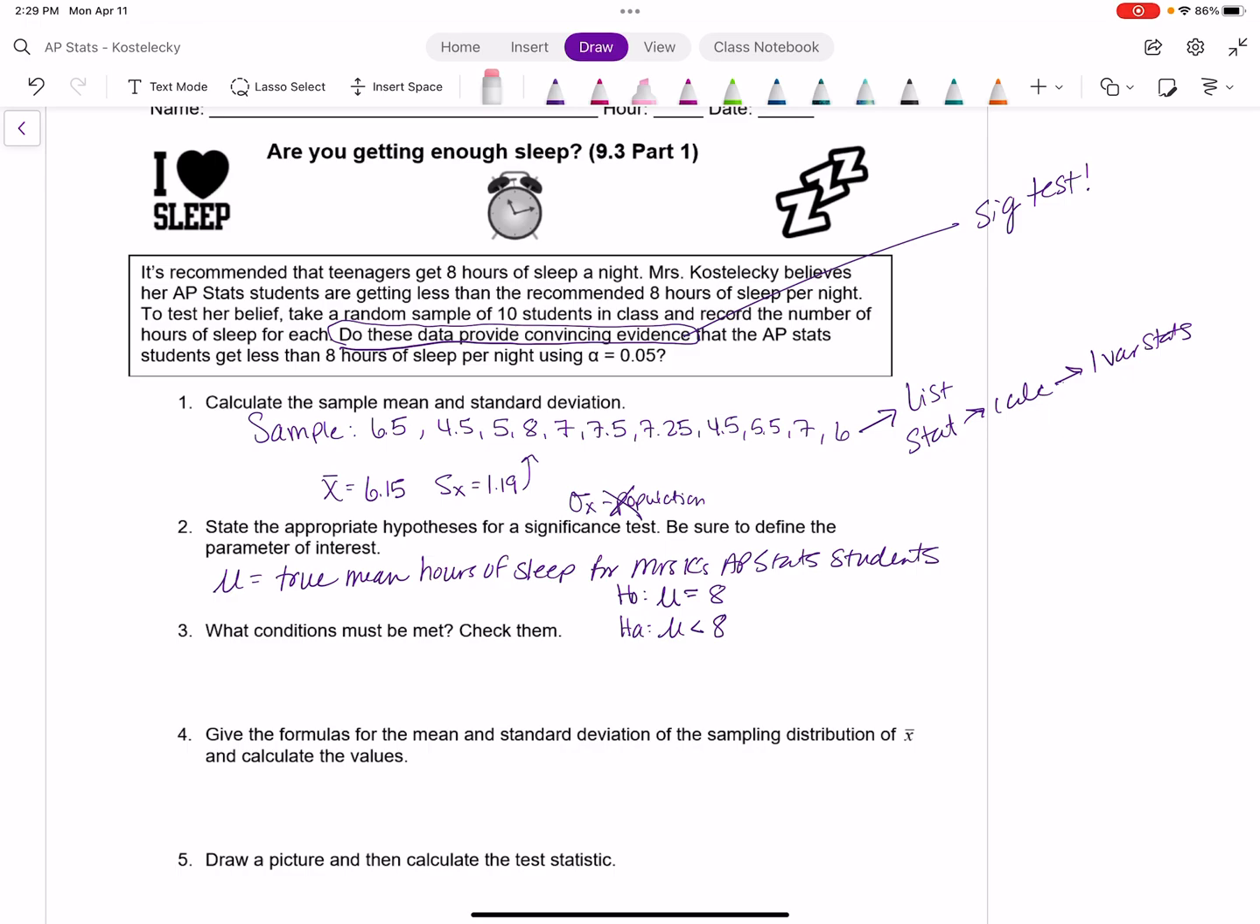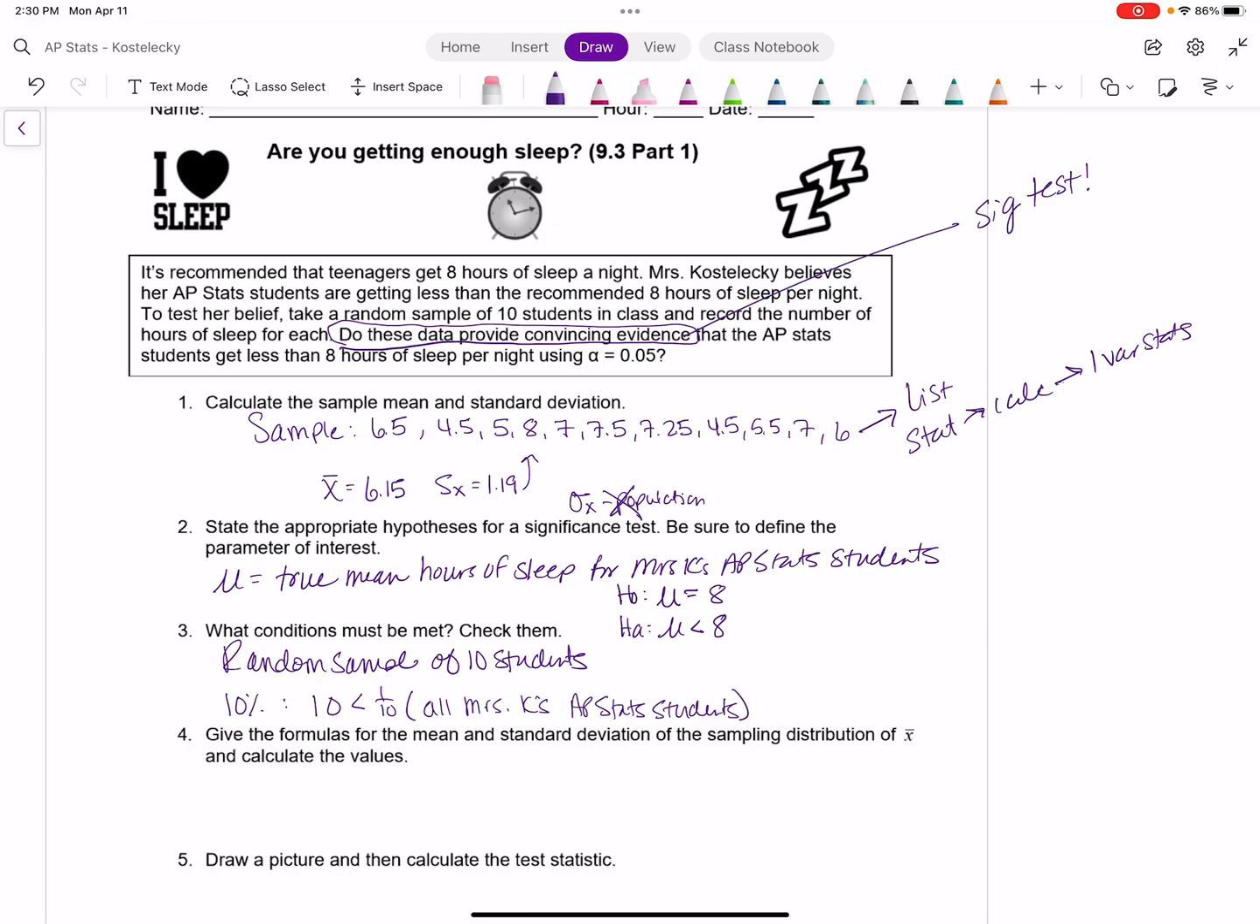What conditions need to be met? Just like the confidence intervals, we need to check random. We have a random sample of 10 students. And we have the 10% condition. We are sampling without replacement, so we should check this. 10 is less than 1/10 of all Mrs. K's AP Stats students. All right, and we're assuming a lot here, okay? But that's okay. We're just going to assume that for now.